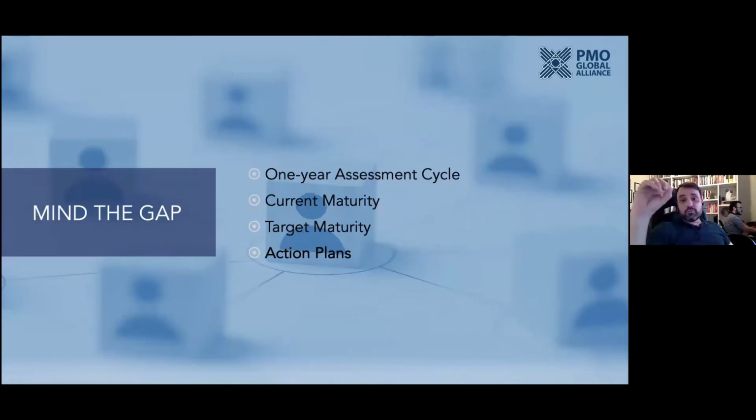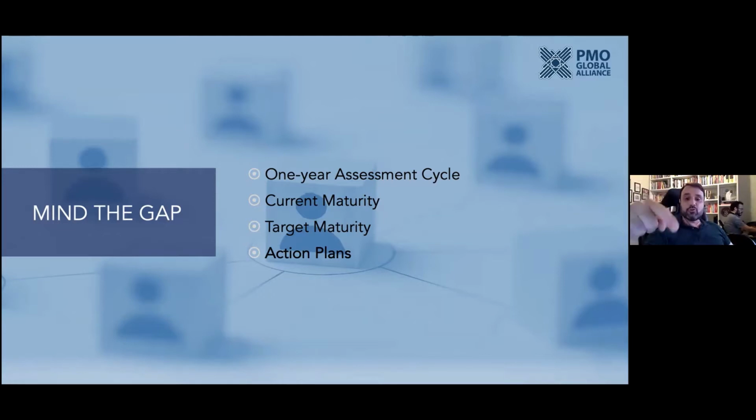Usually it should be a 1-year assessment cycle at least, right? You will measure your current maturity. For example, provide methodology, now I'm level 1. And you will say your target maturity. So in 12 months, I want to be level 3. So if you are level 1 and you want to be level 3, it means that there is a gap.